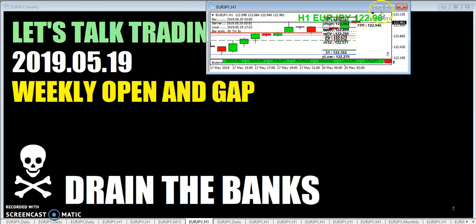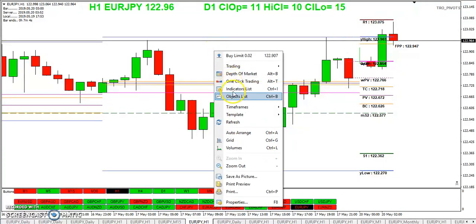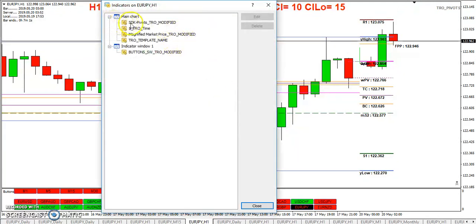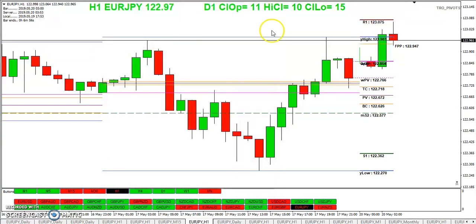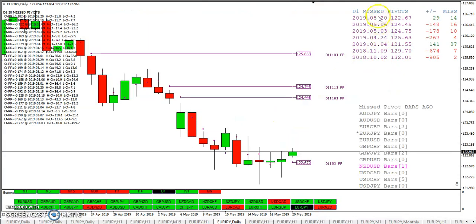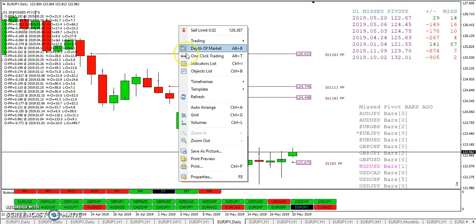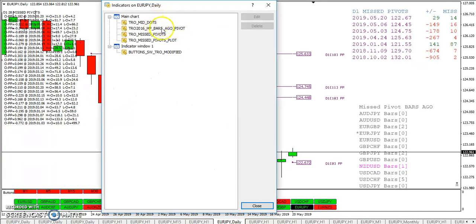Oh, wait a minute. I think I forgot to do something. Indicators used here. The SDK pivots that I modified. And the missed pivots, once again, missing the previous day's pivot here. So now we have 3 missed pivots for the month. Indicators used.